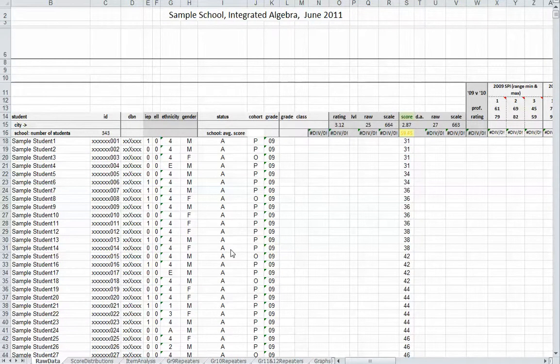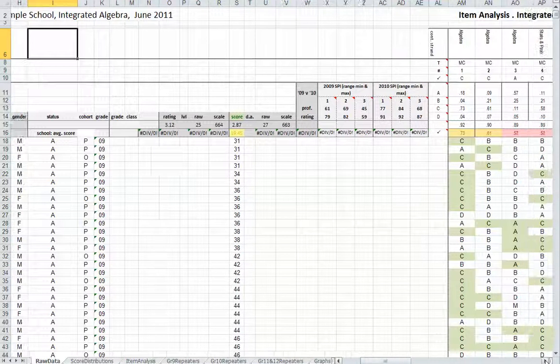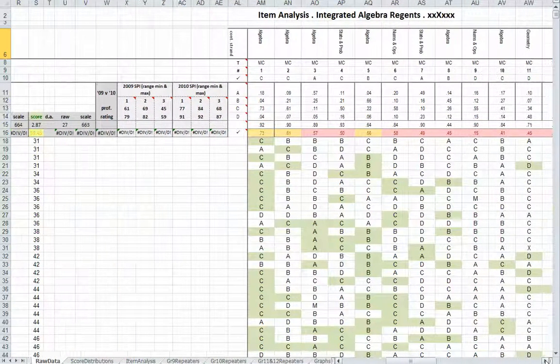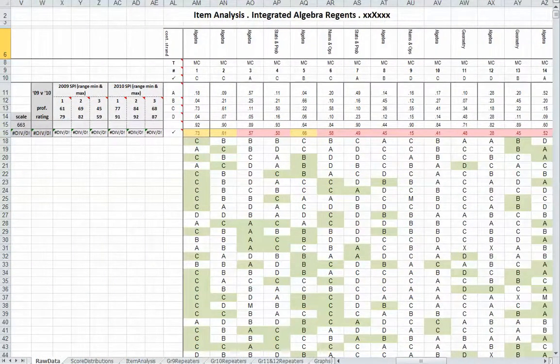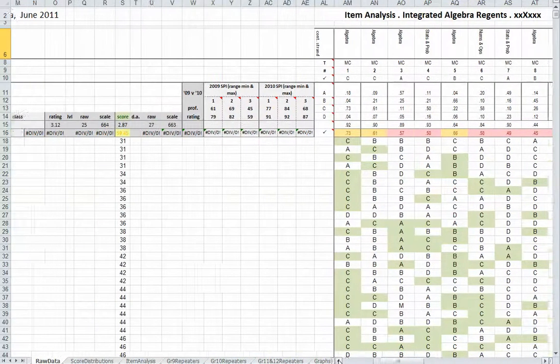This is a raw file from the state, the item skills analysis tool that was sent out after the June 2011 exam. We see off to the right here the responses of the students for each question. I mean, that's a lot of hard work to get data out of that in that format. So what have we done?